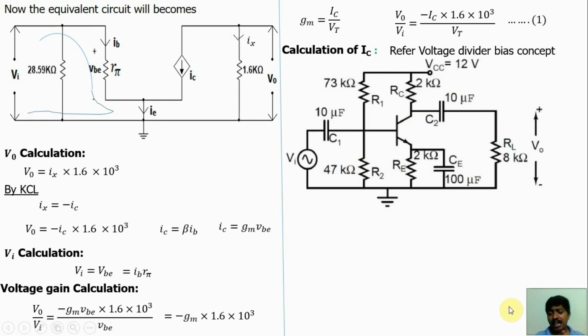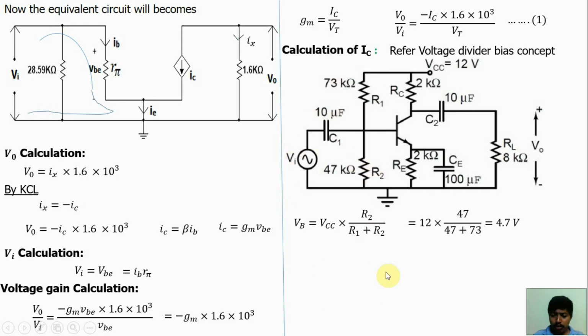For the DC analysis, we already know that the AC signal will be considered as 0. The capacitor is open, this is open, this is open. Now find this base voltage using the voltage divider formula. Here VB is equal to the total voltage VCC into the branch resistance R2, divided by the sum of the resistances R1 plus R2, because it's open.